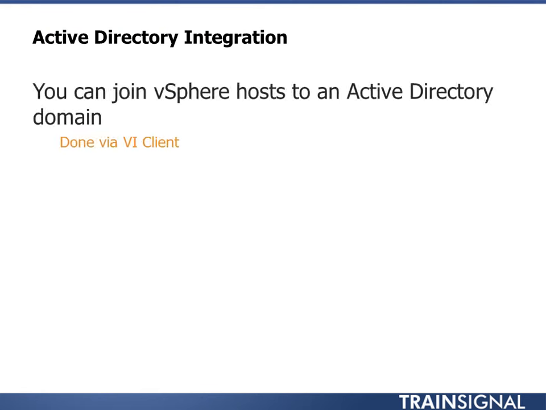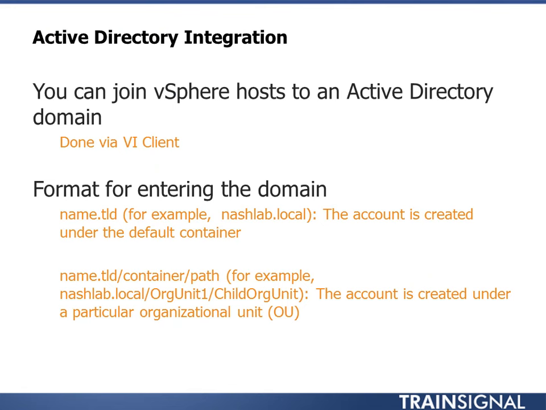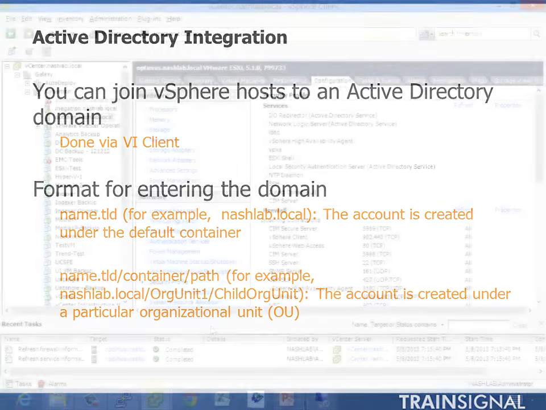And AD integration. You can join each of your hosts to an Active Directory domain. Do this with the VI client. The format for entering the domain is just name.top-level-domain, so for me, it's nashlab.local. The account is created under the default container. If you want to do this a little differently, you can create it under a particular OU. You would do name.tld/container/path, so nashlab.local/OU1/child-OU. That's how you enter that in.